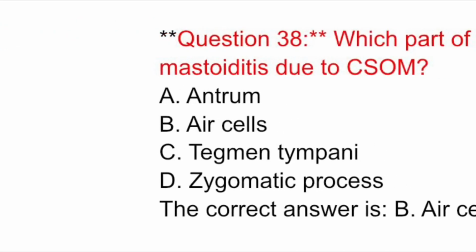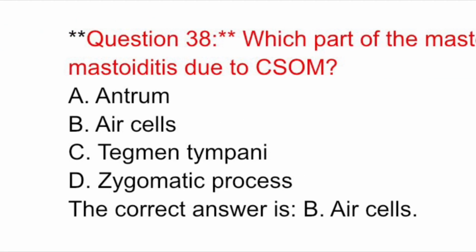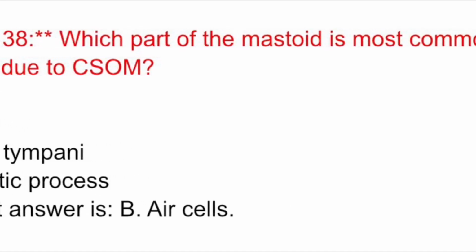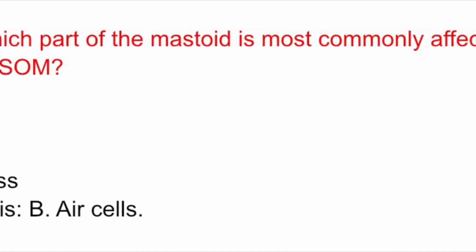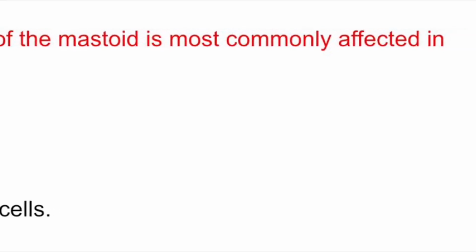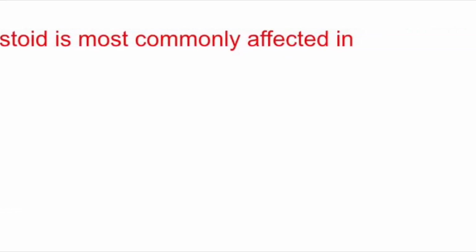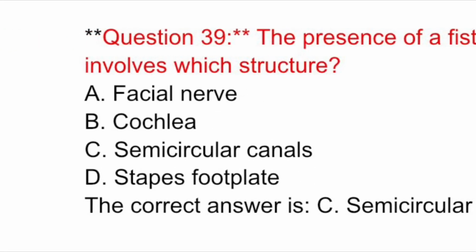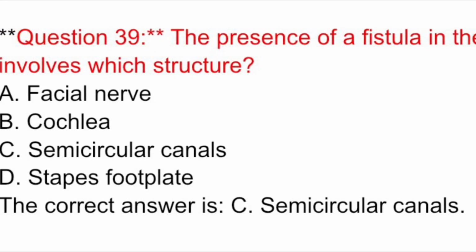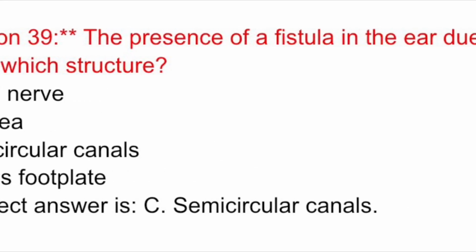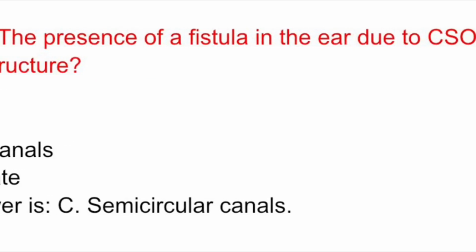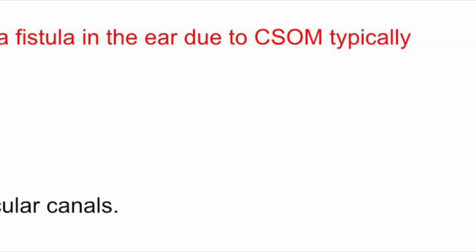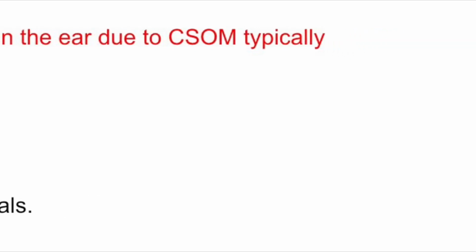Neomycin. Question 38. Which part of the mastoid is most commonly affected in mastoiditis due to CSOM? A. Antrum. B. Air cells. C. Tegmen tympani. D. Zygomatic process. The correct answer is B. Air cells. Question 39. The presence of a fistula in the ear due to CSOM typically involves which structure? A. Facial nerve. B. Cochlea. C. Semicircular canals. D. Stapes footplate. The correct answer is C.